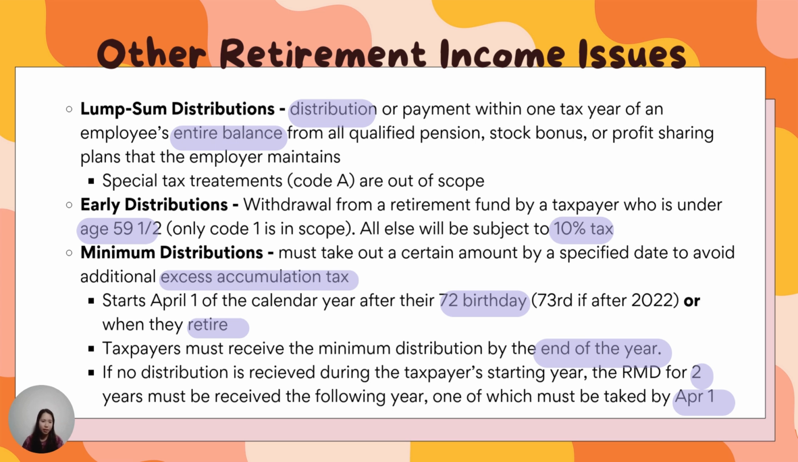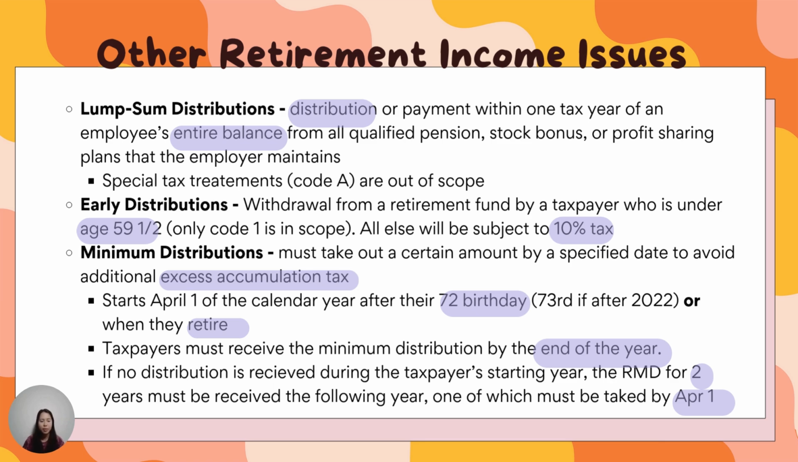So when you have an IRA and you reach a certain age, you're required to take out minimum distributions because the government doesn't want you accumulating too much wealth. You're required to take out a minimum distribution from your retirement account each year. This starts April 1st of the calendar year after the taxpayer's 72nd birthday, and it's actually their 73rd birthday if this occurs after 2022. Or this starts when the taxpayer retires.